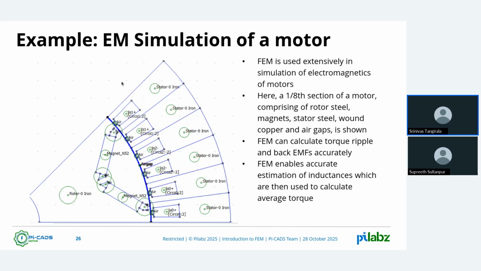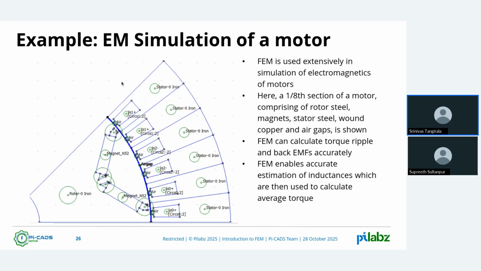The stator is made up of iron, the windings are made up of copper, and the rotor is also made up of iron. And the magnets, of course, are magnets. The material properties of each of these materials are also assigned. So this is the basic first step of the FEM simulation. And of course, air is also there, right?